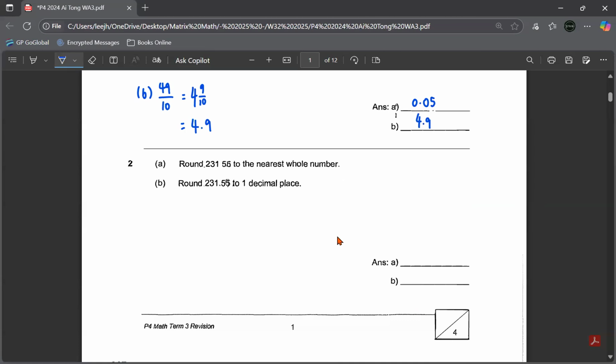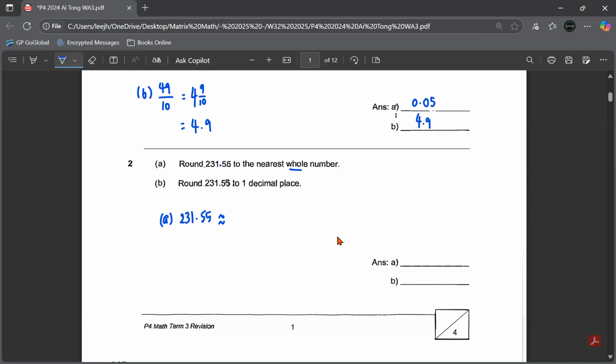Round 231.55. Actually, there's this point here if you cannot see, okay? Because it's the same value as the one at the bottom. So round 231.55 to the nearest whole number. So you write down 231.55 round to the nearest whole number.